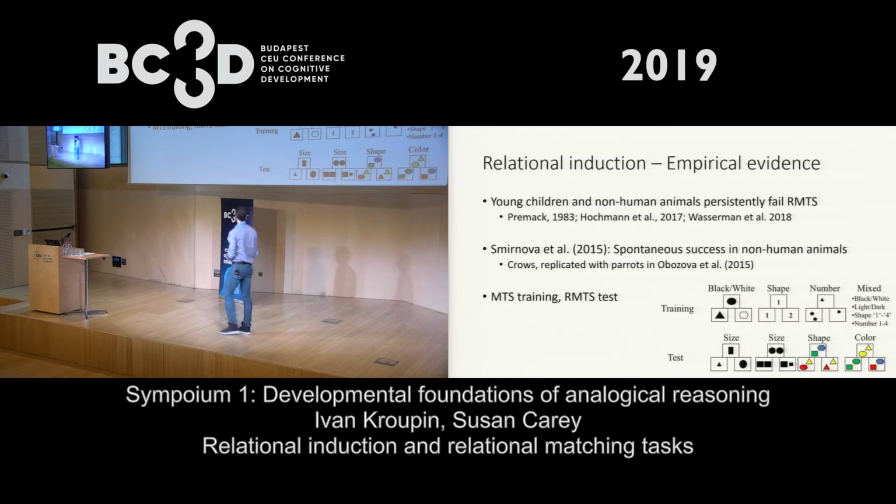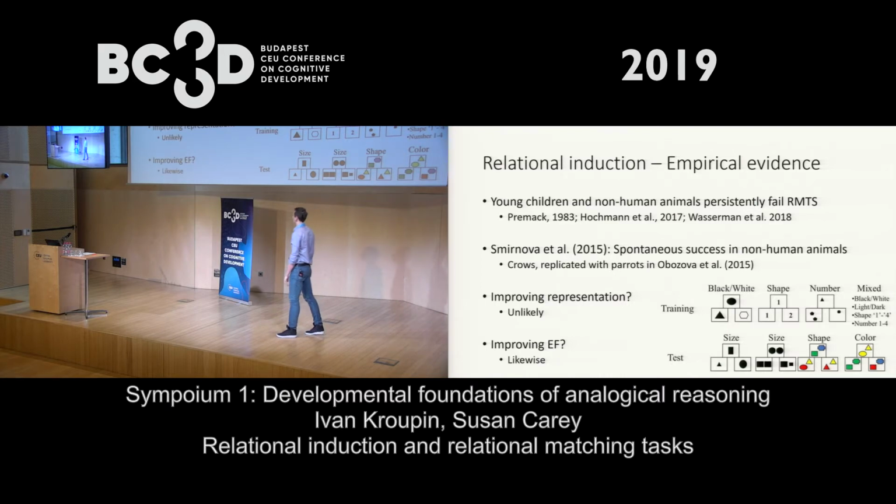Existing theories can account for this in only one of two ways, right? Either these match to sample training tasks change the crows' and parrots' relational representations qualitatively, or they change their executive functions in some way. In both cases, I would argue that seems unlikely, given that none of these training tasks contained relations at all. It's unlikely that they improved relational representations. Likewise, there's no obvious way in which they improved executive function.